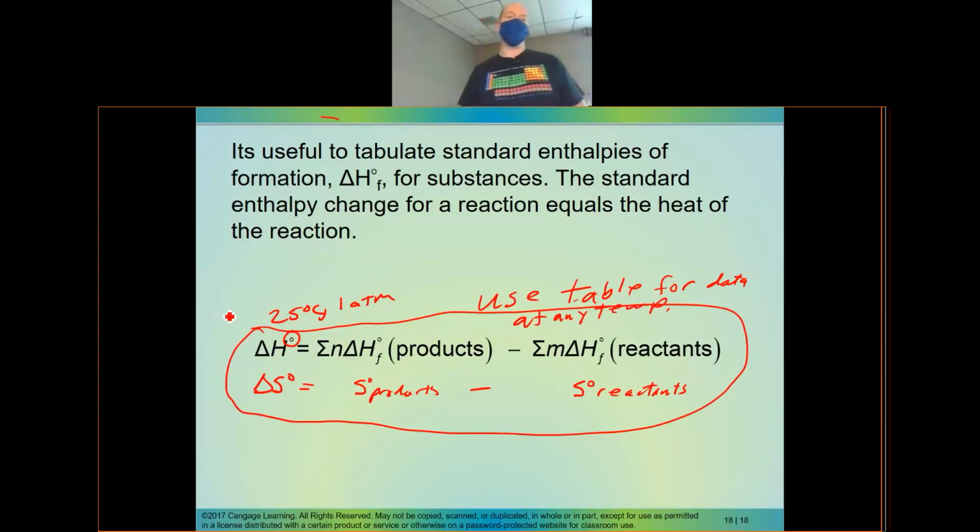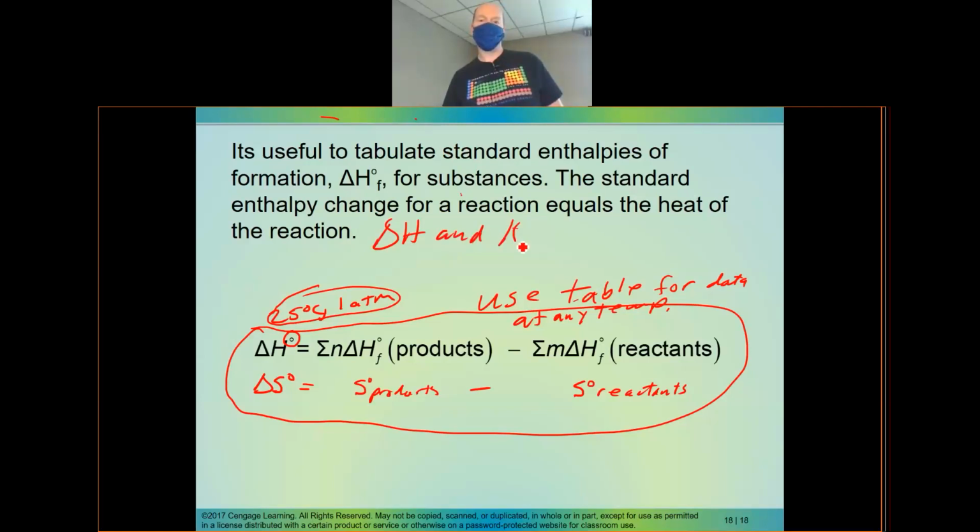It is going to be given to you at 25 degrees Celsius and 1 atmosphere. We can use whatever table has delta H values, whatever table has the S values, for any temperature. So your delta S and delta H are independent of temperature. That means use them at any temperature.